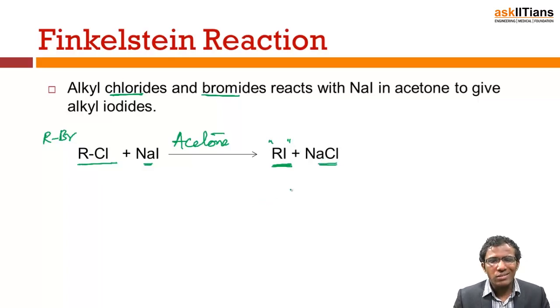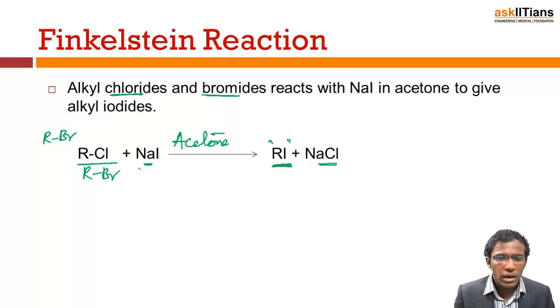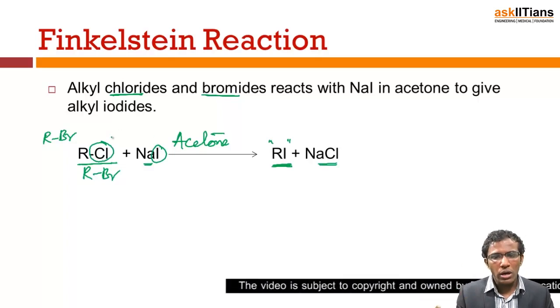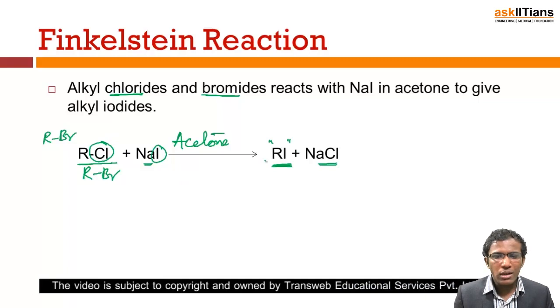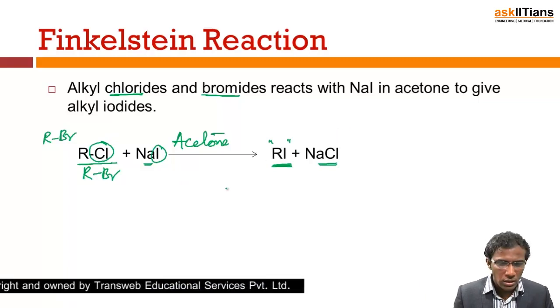This reaction is known as the Finkelstein reaction or halide exchange reaction. If you can see, the chlorine is substituted by iodine, so it is a kind of halogen exchange reaction. Even if I take RBr, the iodine and bromine will get exchanged. You can see the chlorine and iodine are exchanged between the two. Iodine came to the chlorine position and chlorine went to the iodine position. That's why it is also known as halogen exchange reaction.